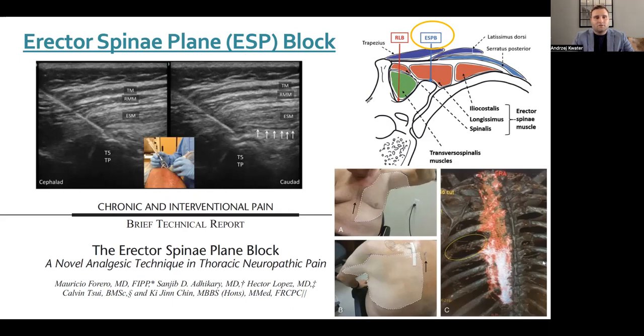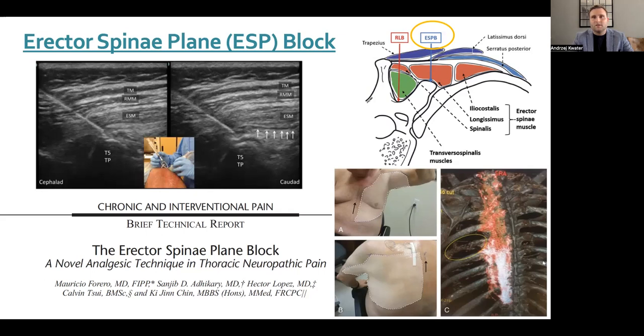So this block was first described by Dr. Mauricio Ferrero. He initially described two case reports of patients with severe refractory neuropathic pain, one associated with metastatic disease to the ribs, the other from traumatic rib fractures. And he did these ESP, or erector spinae plane blocks, as an analgesic strategy for these patients, and had great results. The erector spinae plane block is named after the erector spinae muscle group.